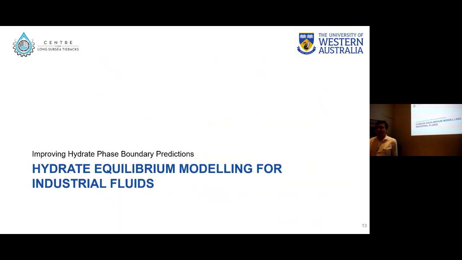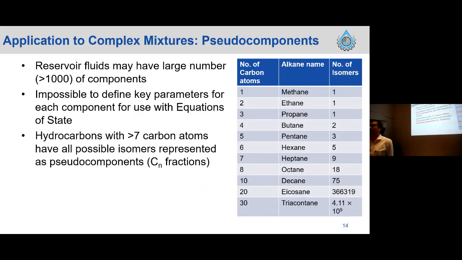So now I want to talk about how we can extend this new model that I presented to account for the complexity of industrial fluids. And when I'm talking about industrial fluids, I'm mainly talking about fluids that have heavier hydrocarbons present, so your heavier oils or your natural gases that aren't as light.